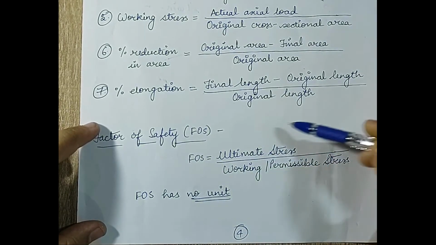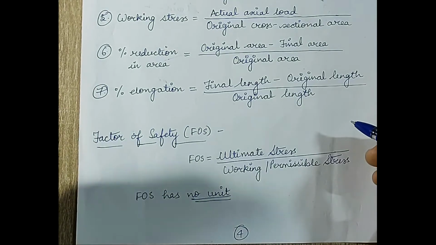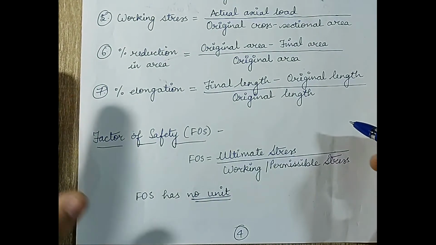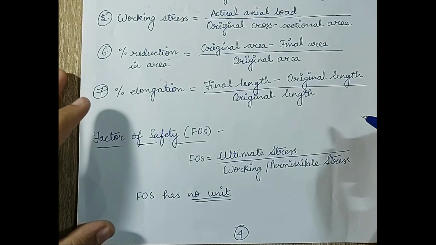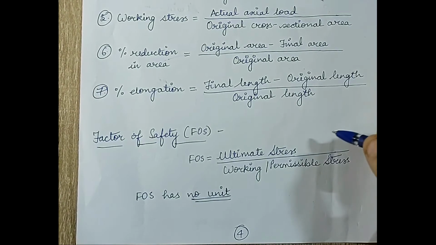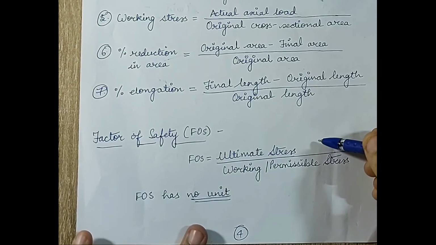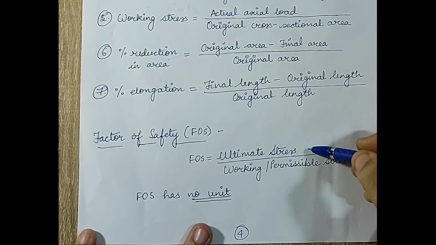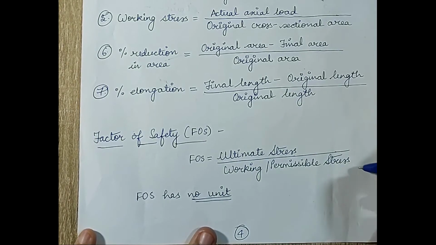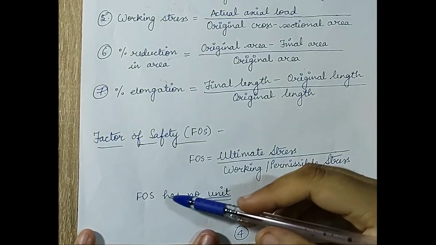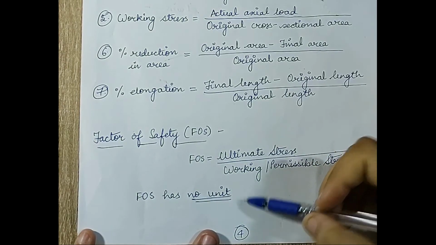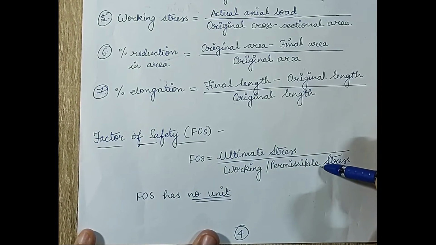Next, I will introduce to you a very important concept of design, which is factor of safety. When any object is designed, factor of safety is always taken into consideration. It is the ratio of ultimate stress, which is the maximum stress that the body can handle, divided by the working or permissible stress. Factor of safety has no units because it is a ratio of the same two quantities.